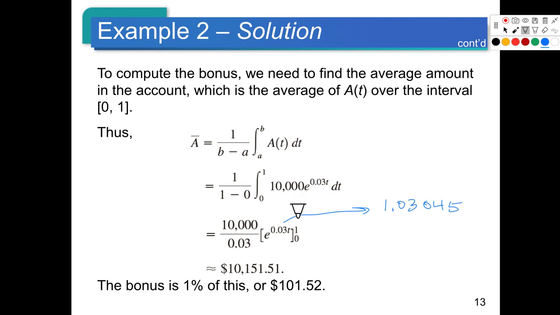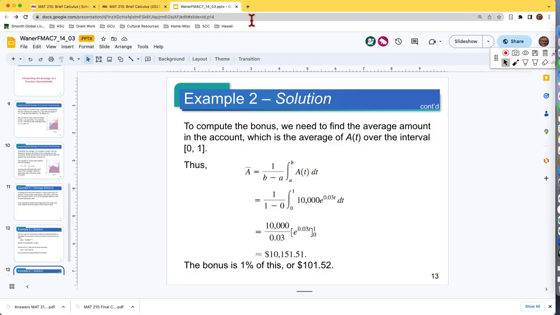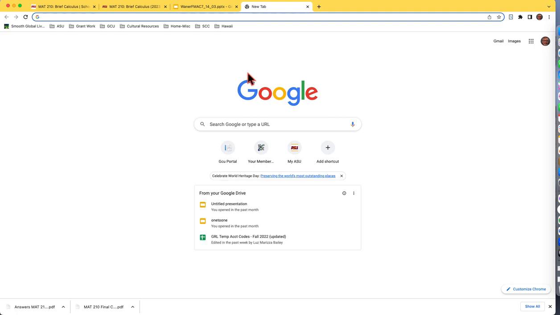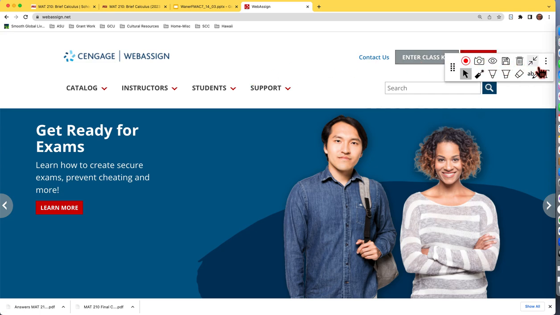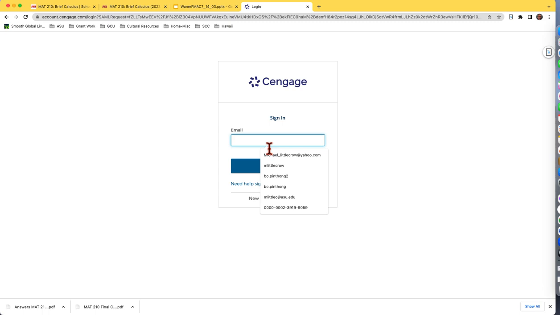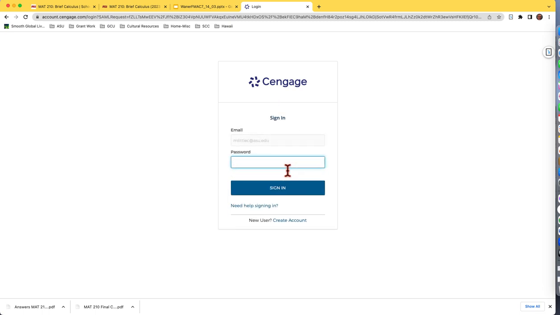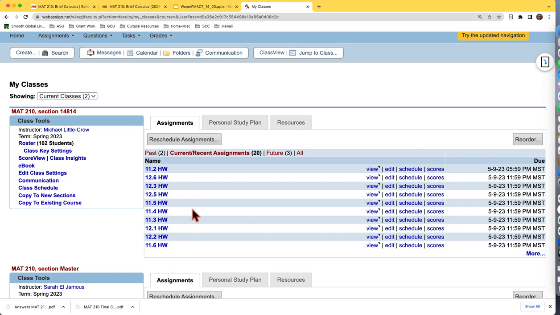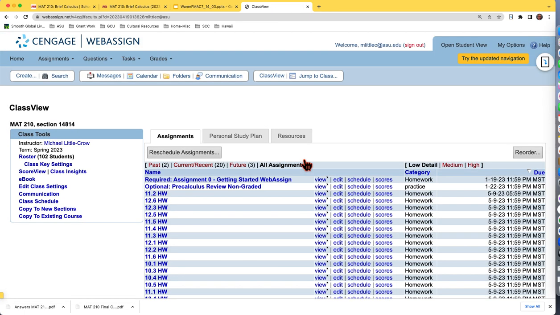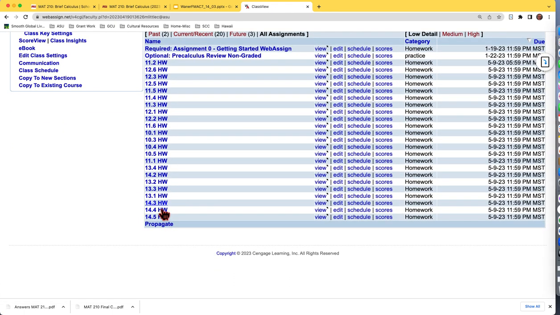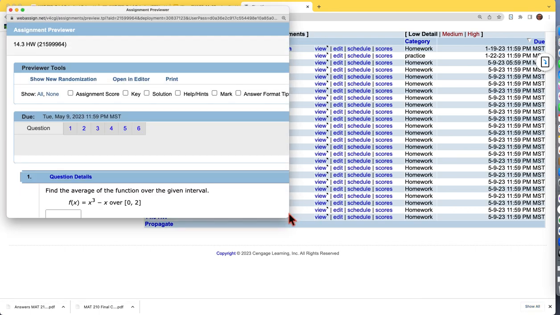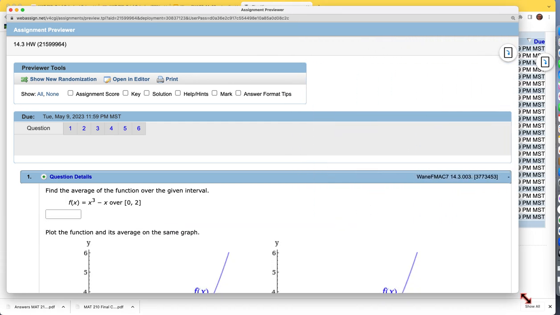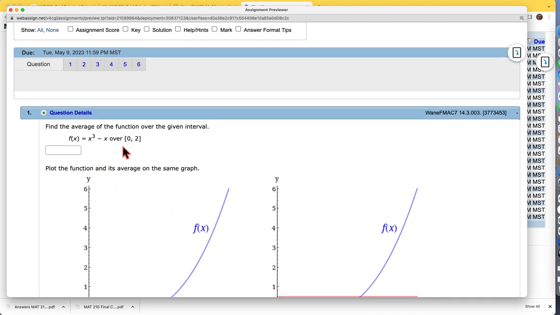Let me just real quickly pull up WebAssign, just so you have a view of it. You go to all assignments. Some things aren't showing because I've messed up the due date. So 14.3, view it. I just wanted to show you. So they give you the function. They give you the interval, 0 to 2.